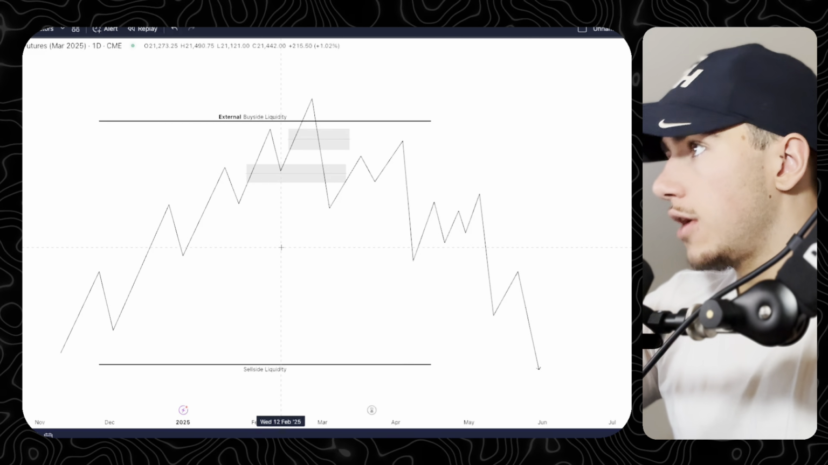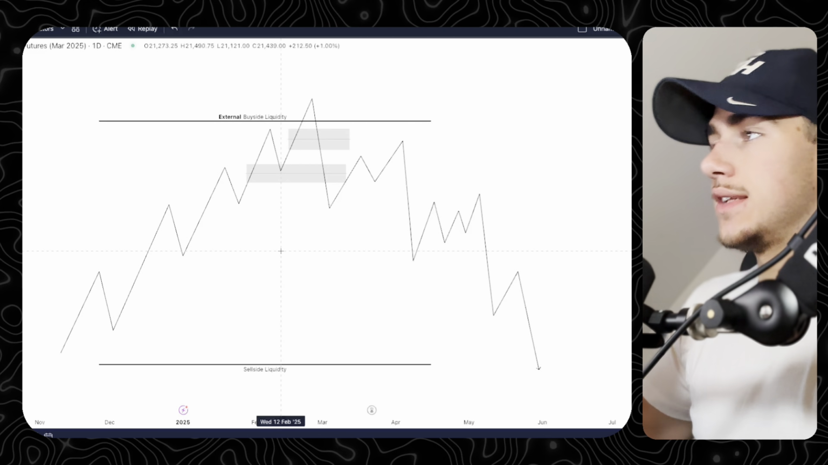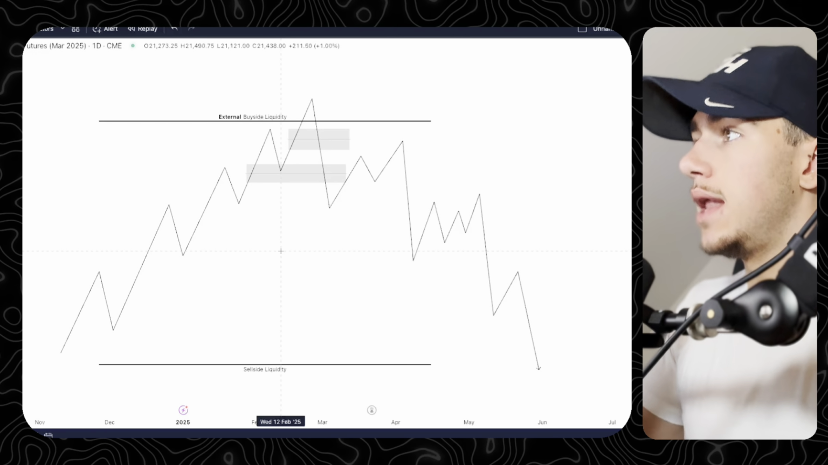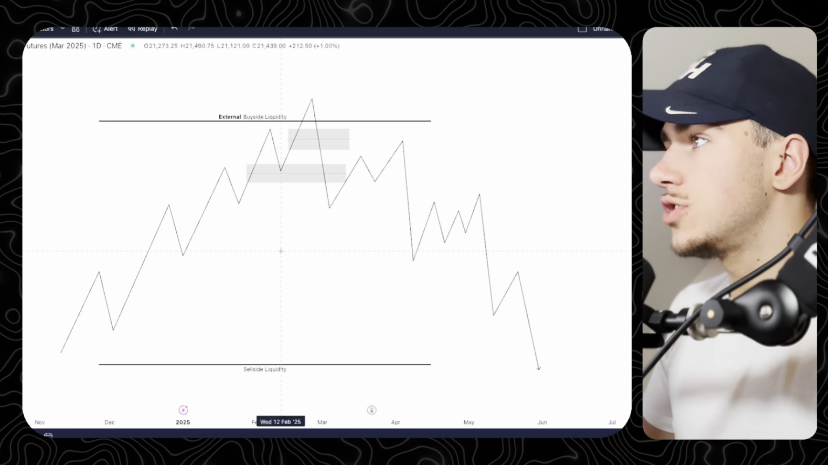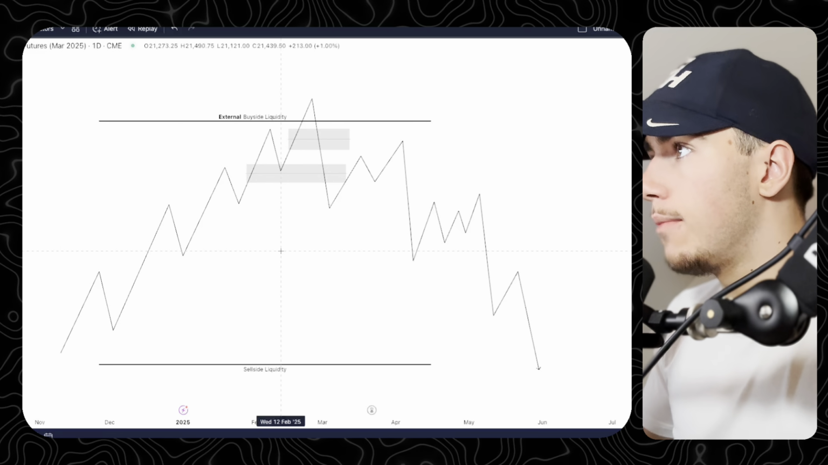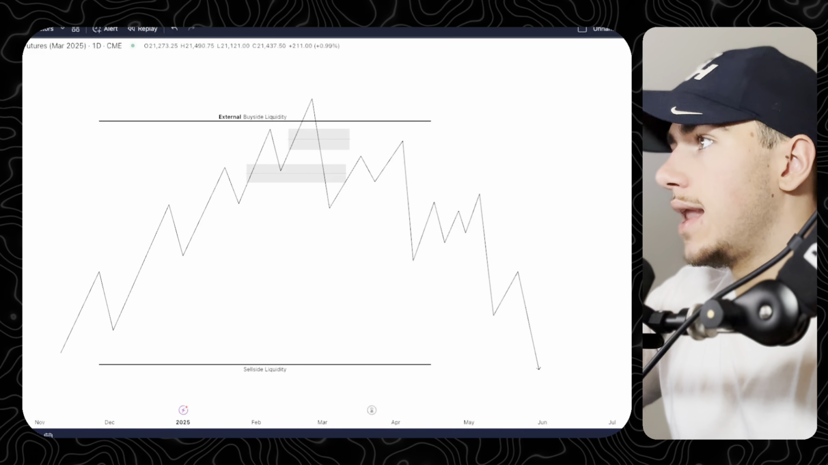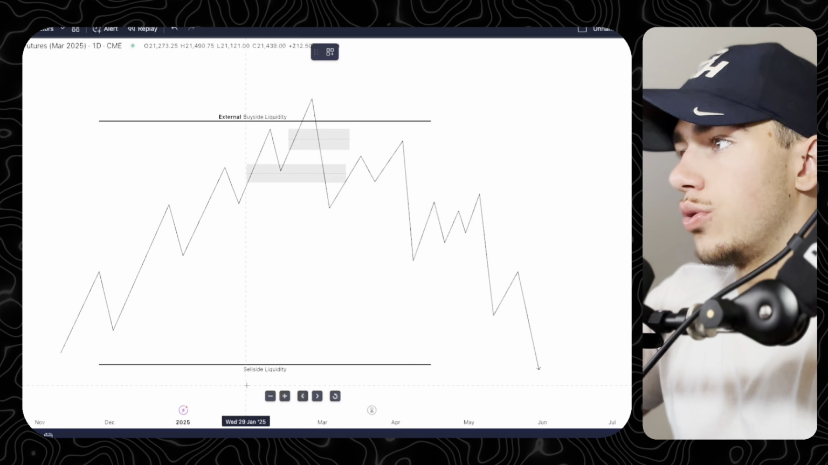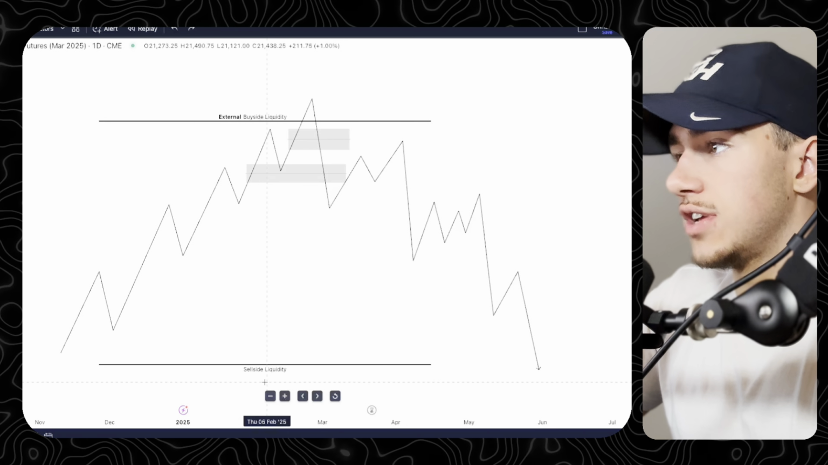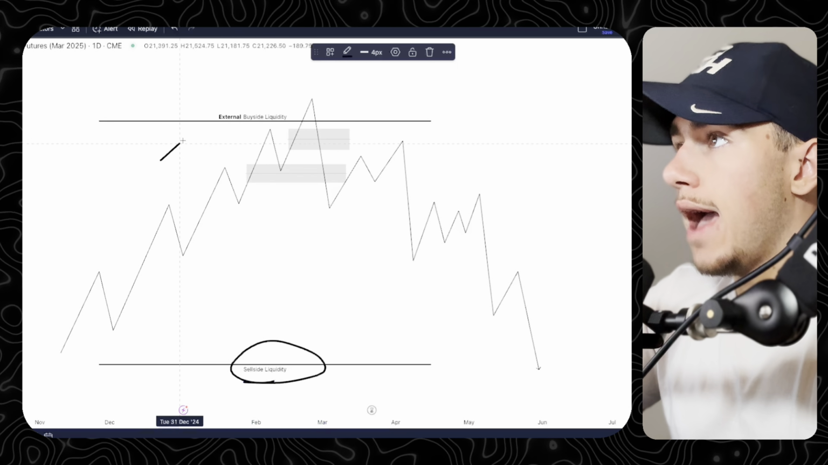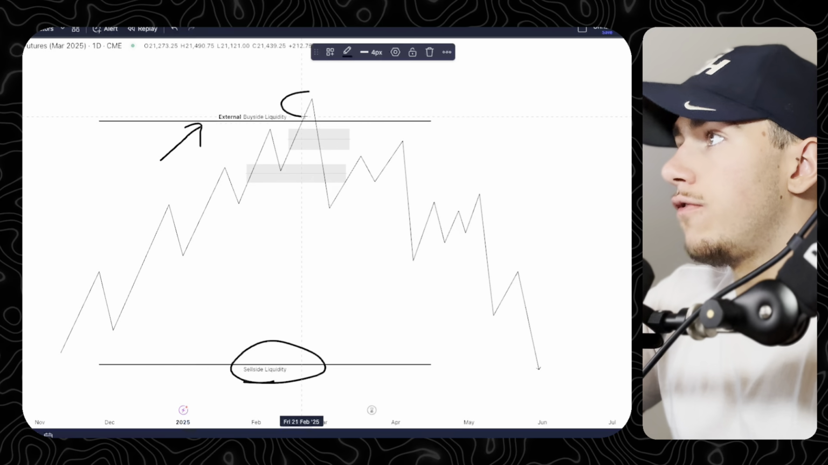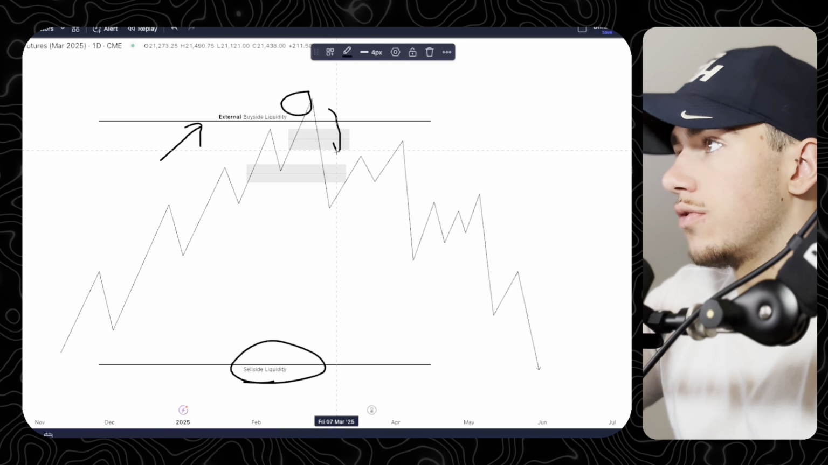Now, what I am looking for after my external buy side or sell side liquidity target has been hit is what we call a market maker sell model or a market maker buy model. So essentially what that is, you have a drawn liquidity, which in this case is going to be this sell side liquidity, again, because we have swept our buy side objective. We got no follow through to the upside, but we are getting follow through to the downside.